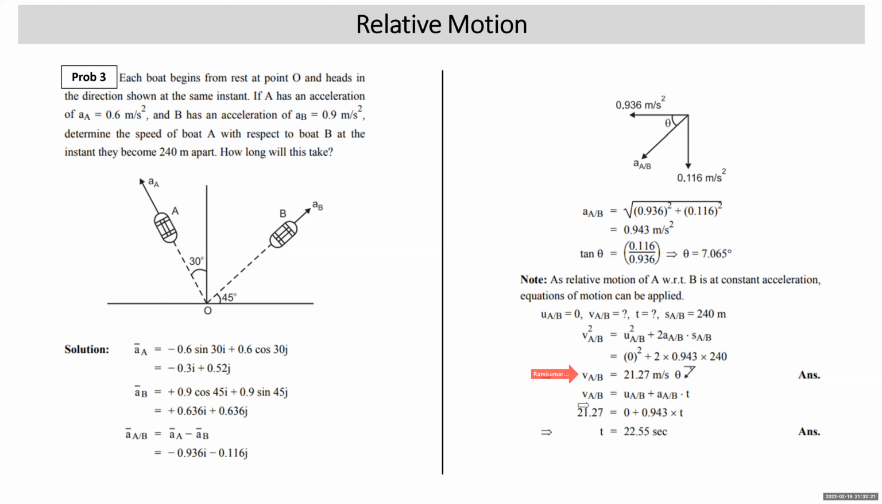V is equal to U plus AT, so V_AB is equal to U_AB plus A_AB into T. V_AB is 21.27, U_AB is 0. Acceleration of A with respect to B is 0.943, into T. You get T as 22.557.